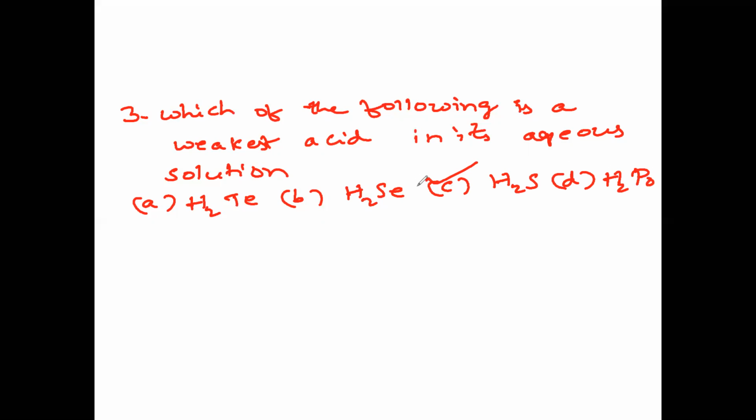So the answer is H2S, because H2S is the weakest acid in its aqueous solution. As we go down the group, the acidic character increases, while the basic character decreases. But in aqueous solution, the weakest acid is hydrogen sulfide. Next question.